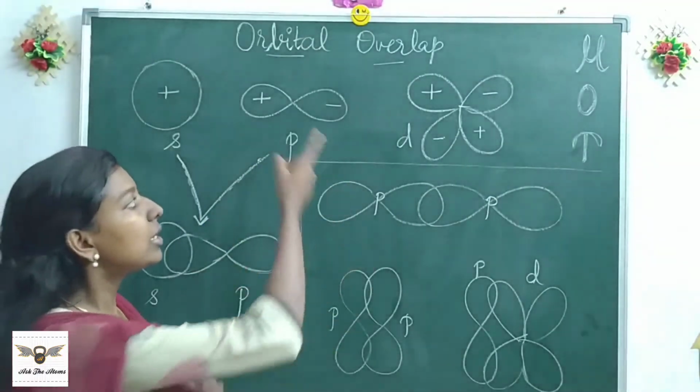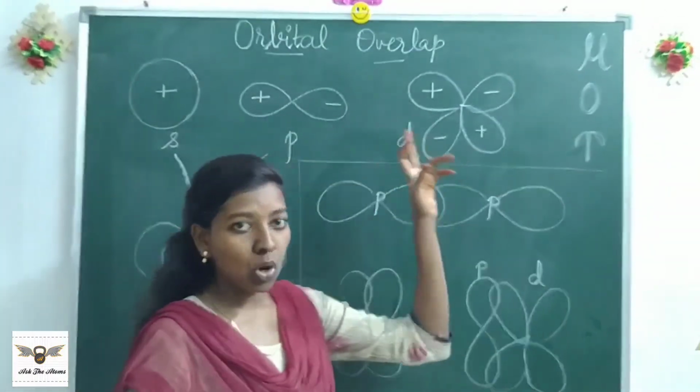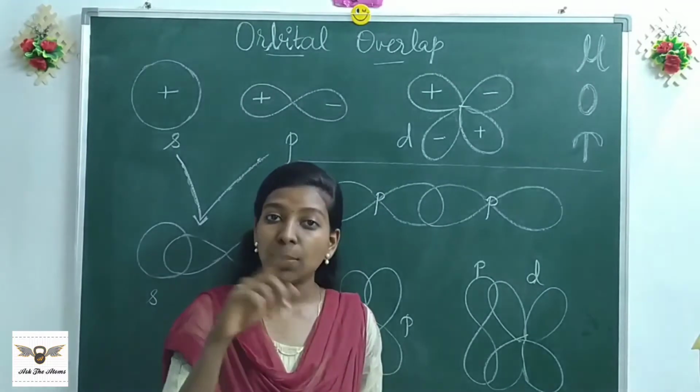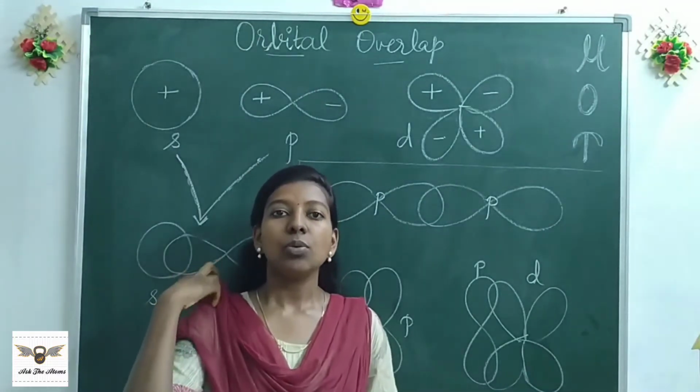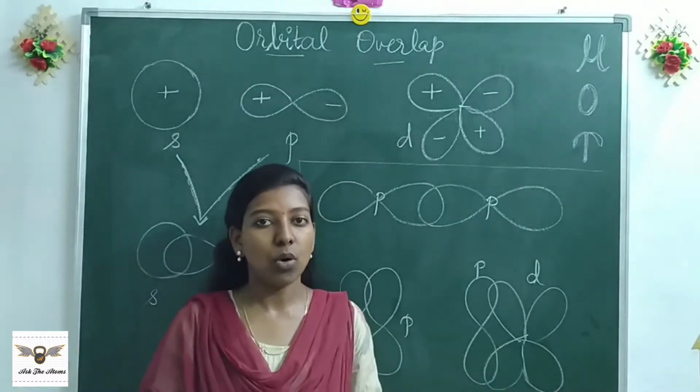Sometimes they move in a dumbbell shape. You call that a P orbital. Sometimes they move in a double dumbbell. You call it a D orbital. Sometimes in a flower shape. You call it an F orbital. So leaving all this, let's come back to our orbitals and our overlap.